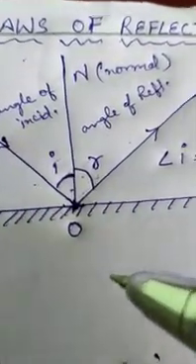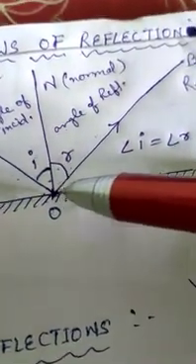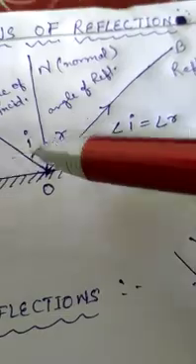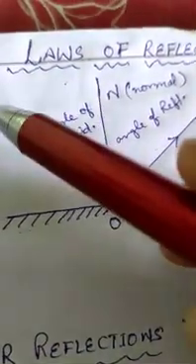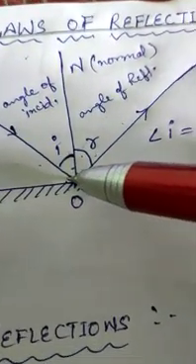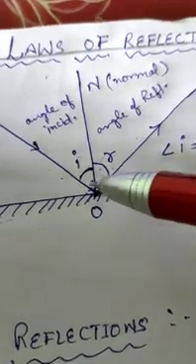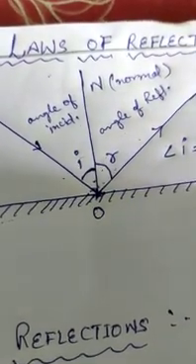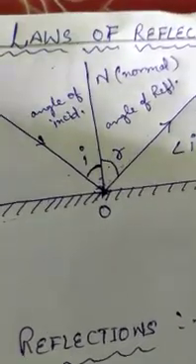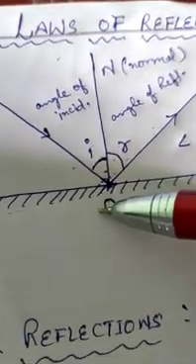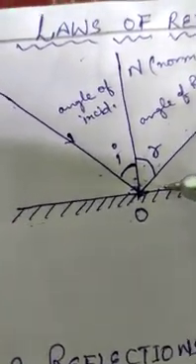Now what is the point of incidence? The point where the incident ray strikes the reflecting surface XY is known as the point of incidence. So O is the point of incidence. It is the same point from where the reflected ray originates. From this point the reflected ray originates.